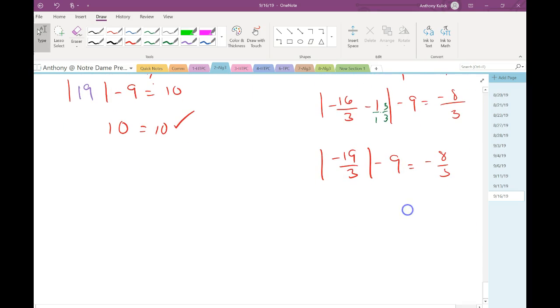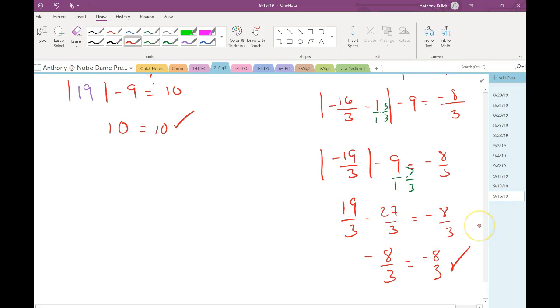The absolute value of negative 19/3 is just 19/3. And to subtract 9 from this, I need to have a common denominator. In this case, the common denominator would be 3. So I'll multiply 9 over 1 by 3 over 3 to give us 27 over 3. And 19 minus 27 is negative 8, and the denominator always stays the same. And that one checks out.